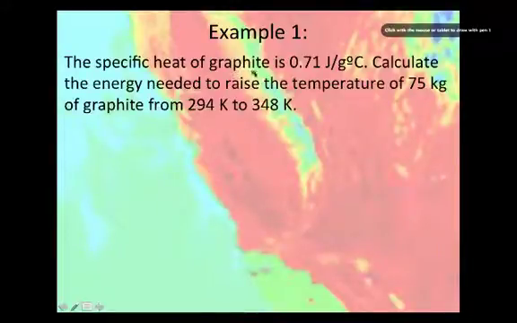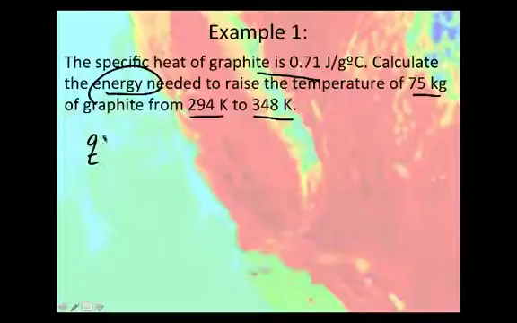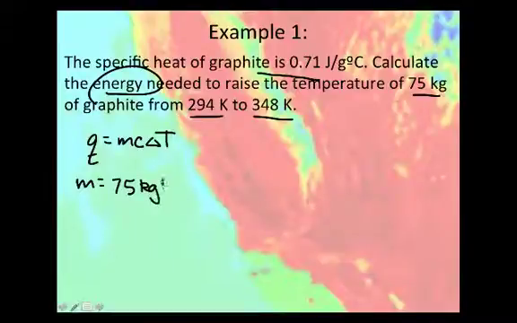The specific heat of graphite is 0.71 joules per gram degree Celsius. We are to calculate the energy needed to raise the temperature of 75 kilograms of graphite from 294 kelvins to 348 kelvins. So this is a pretty straightforward calorimetry problem. Q equals m times c times delta T, where we know that the mass is 75 kilograms, and I'm going to go ahead and change that to grams right away. So 75,000 grams.